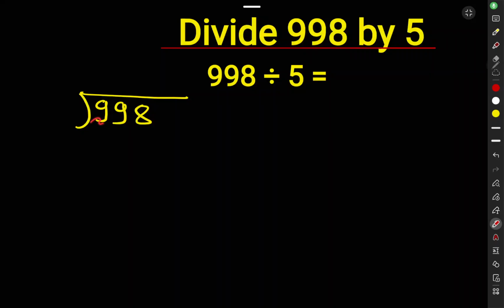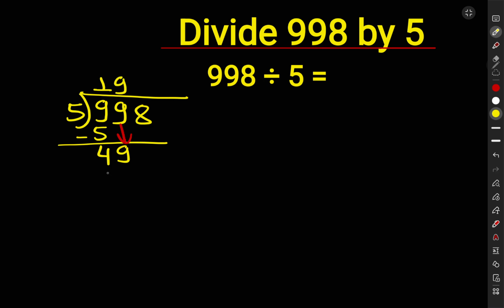We divide 998 by 5 in long division method. 5 times 1 is 5. On subtracting we get 4. So now we put down this 9 and it is 49.